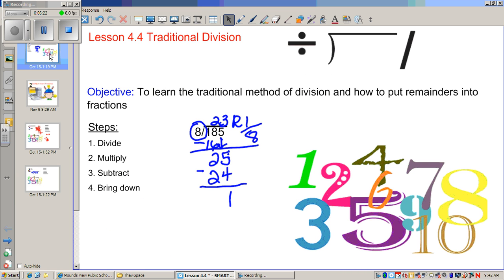So let's go back to our objective. To learn the traditional method of division and how to put remainders into fractions. Well, we did it on our first one. The second one did not require us to make a remainder or to do a fraction. So in that case, it was an even. So we didn't need that. Now on your last one, let's see what happens. Do you need to create a fraction? Is there a remainder? Bring that into class, and we're going to play a game in class too called the Divisibility Dash. It will be some really good practice for all of you.